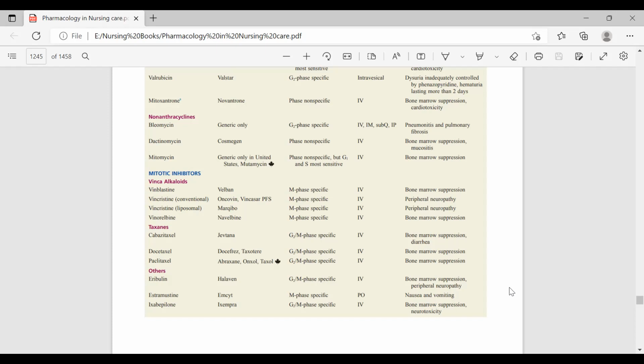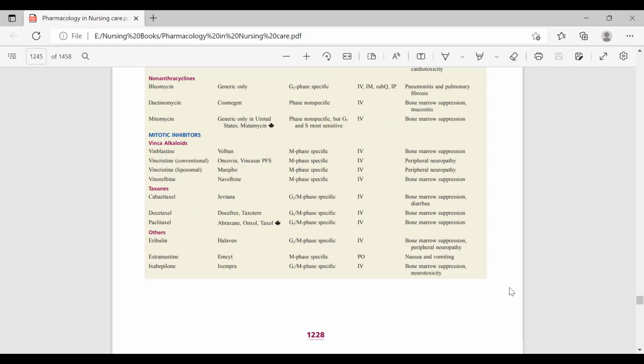And other drugs include eribulin, estramustine, and ixabepilone, and the route of administration is per oral in case of estramustine, and this is M-phase specific, while the other two are G2 and M-phase both specific and IV route of administration. Other than bone marrow suppression, they are involved in peripheral neuropathy with eribulin, while estramustine has a severe kind of nausea and vomiting, while ixabepilone has bone marrow suppression along with neurotoxicity.